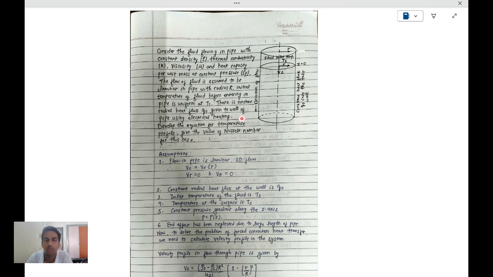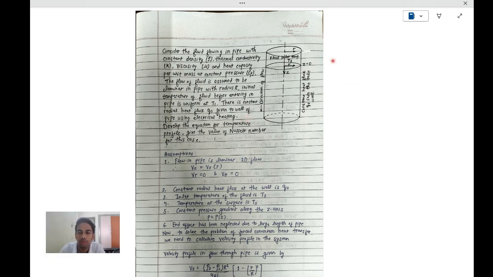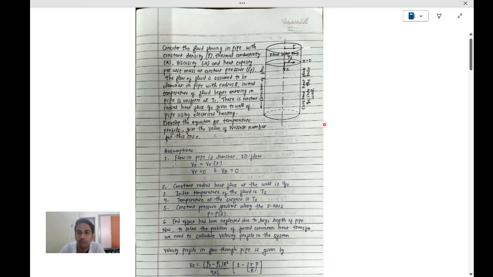In this section of the video, we will look into the problem of forced convection heat transfer in a circular tube of radius capital R. In this problem, a viscous fluid is flowing in a pipe at an inlet temperature of T1 and with constant density rho, thermal conductivity k, viscosity mu, and heat capacity Cp as its properties.